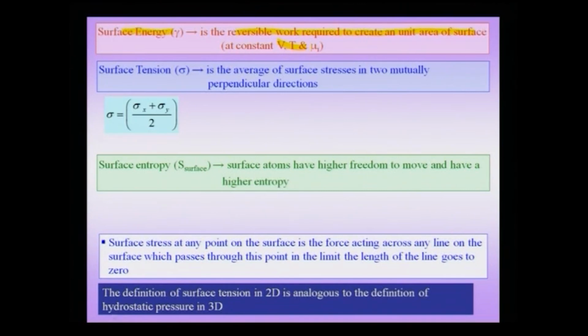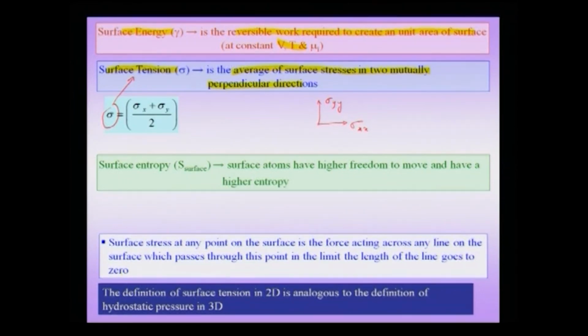Now, I would like to connect my term surface tension in the case of solids with the term surface stress. Surface tension is the average of the surface stresses in two perpendicular directions. That means that I take my sigma xx component and my sigma yy component and average them. That is the term sigma, which I have been referring to as surface tension.